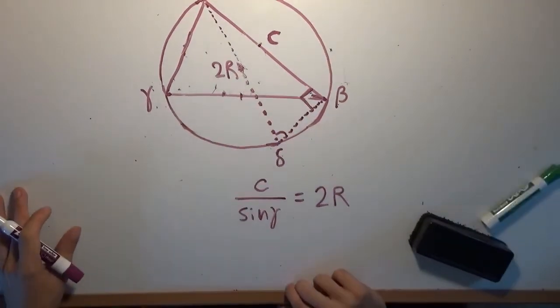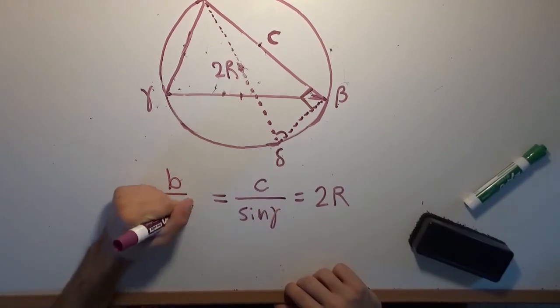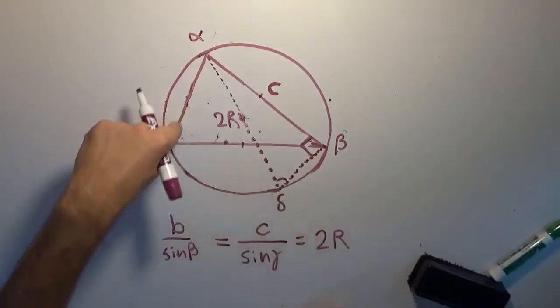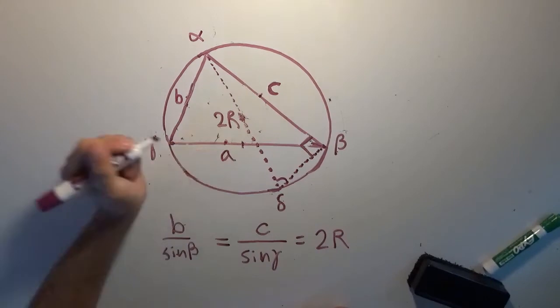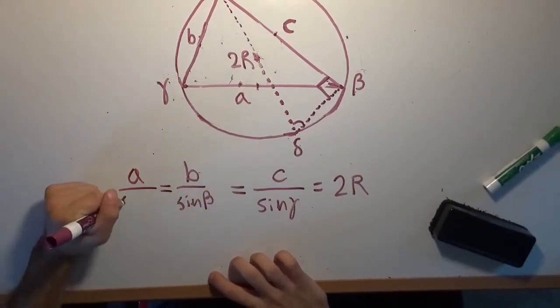Because we know that the law of sines is true, this is also equal to b divided by the sine of beta, where b is the side opposite beta. So this is b, and this side length is a. So b divided by the sine of beta, as well as a divided by the sine of alpha.